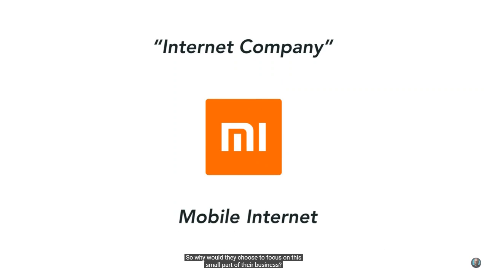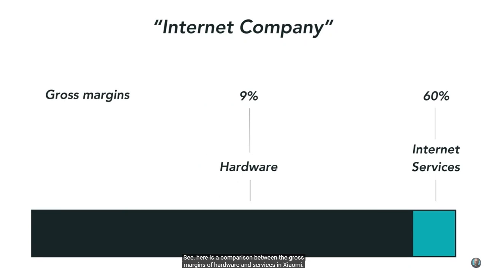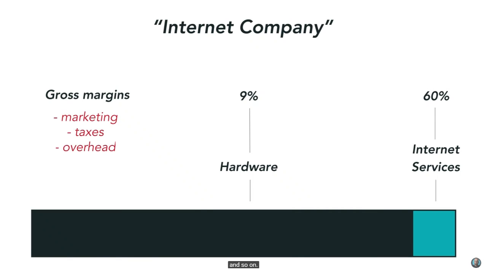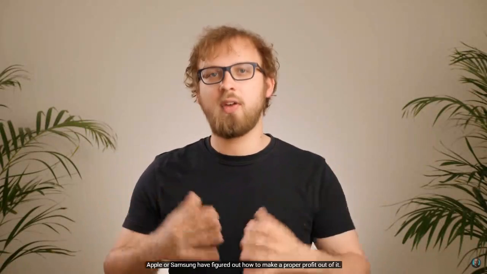So why would they choose to focus on this small part of their business? Because they are a for-profit company, not a charity club. See, here's a comparison between the gross margins of hardware and services in Xiaomi. And gross margins don't even include things like marketing expenses, taxes, overhead costs, and so on. Xiaomi probably actively loses money on hardware, while margins on internet services are pretty healthy. Making smartphone hardware is a pretty lousy business, because still only Apple and Samsung have figured out how to make a proper profit out of it.